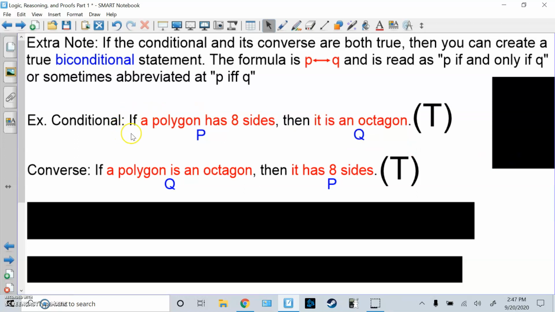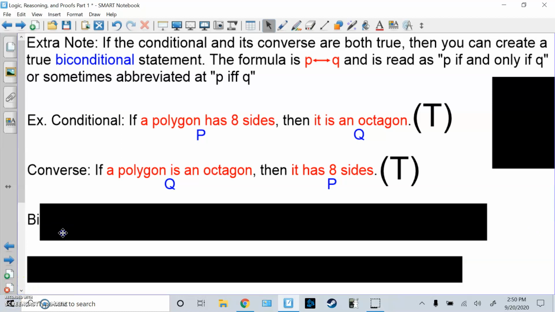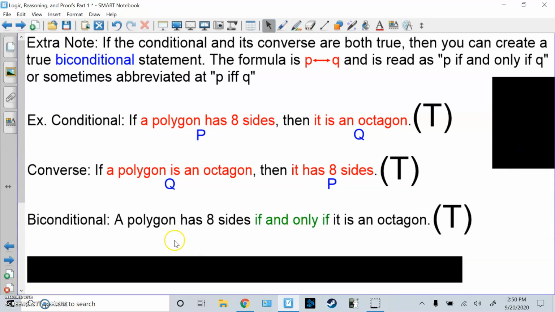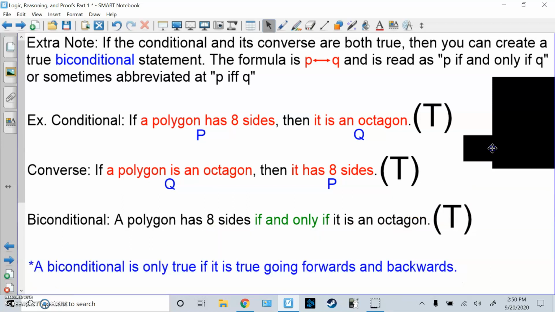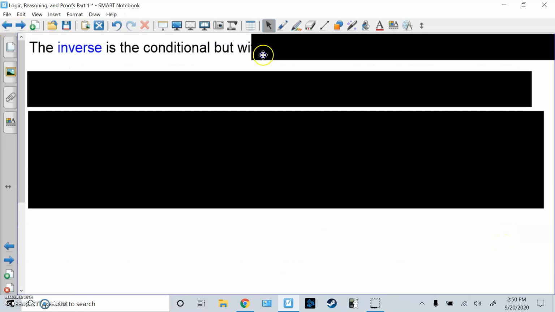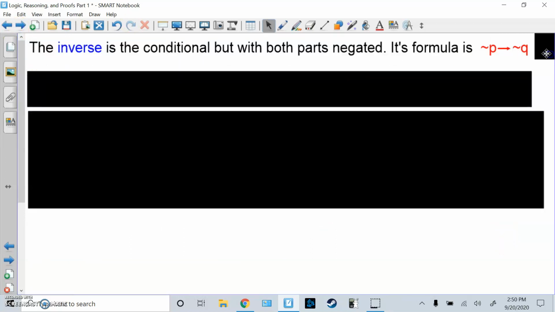So, if a polygon has 8 sides, then it is an octagon. If you know it has 8 sides, can you say it's an octagon? The answer is yes, true. Think of a stop sign. Let's reverse it. If a polygon is an octagon, then it has 8 sides. That is also true. So I can now combine this into a biconditional. A polygon has 8 sides if and only if it is an octagon. That's true. So a biconditional is only true if it's true going forwards and backwards. The next related conditional is called the inverse.